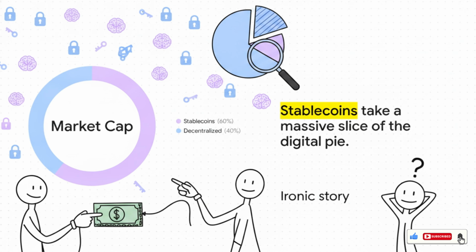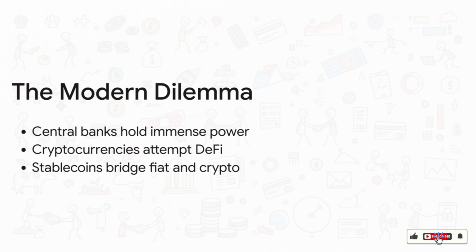But the data reveals a deeply ironic story. The massive slice of the digital currency market is actually dominated by stablecoins, like Tether or USDC. These are digital tokens explicitly pegged to the value of traditional fiat currencies. So ironically, the most widely used digital currencies today are designed to identically mimic the exact centralized systems they originally set out to replace. Which leaves us with our modern dilemma.